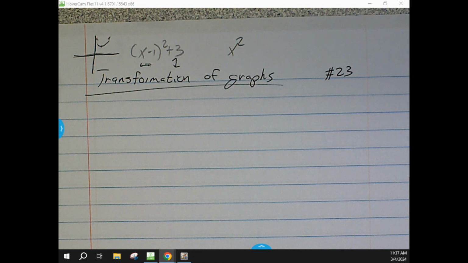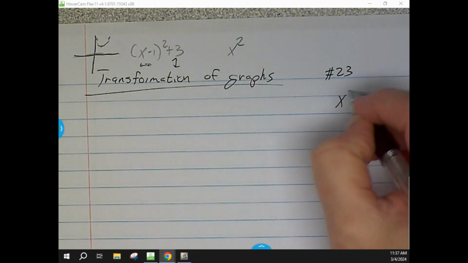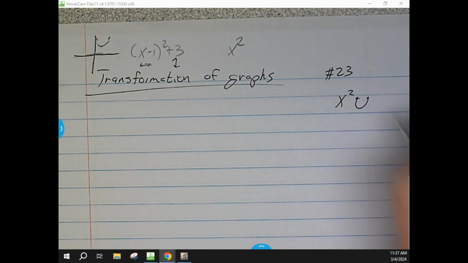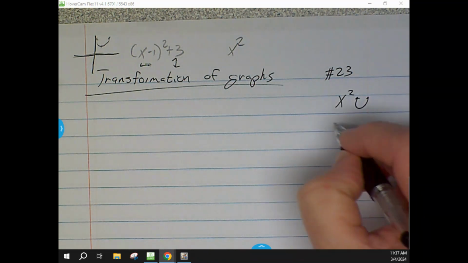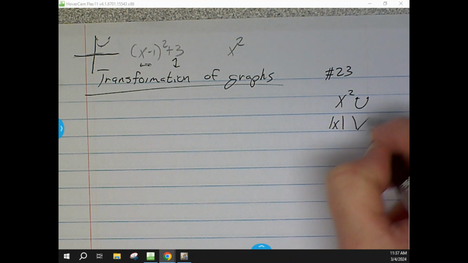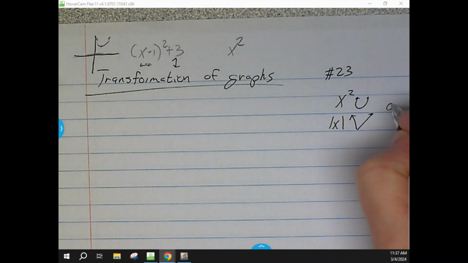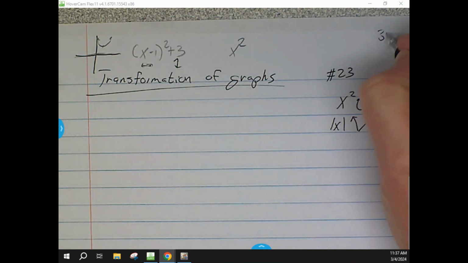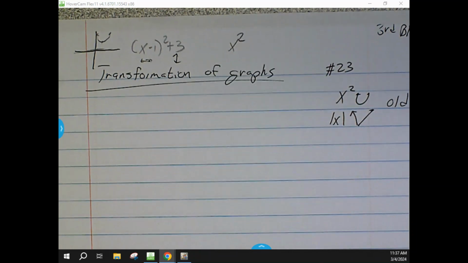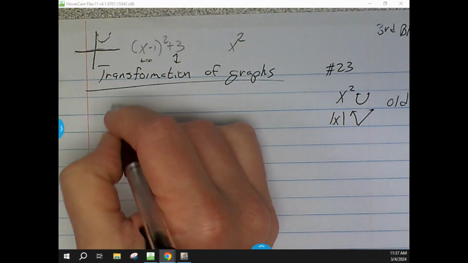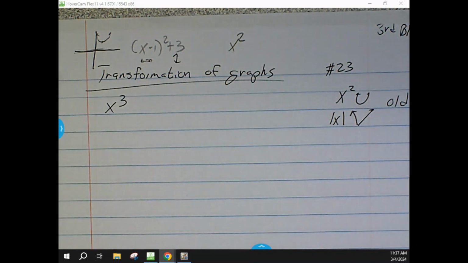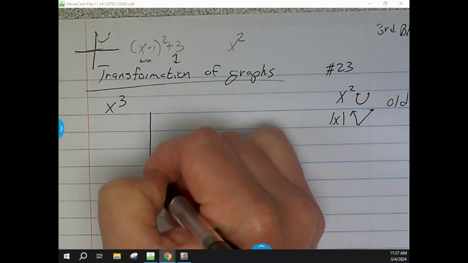The new graphs we're going to do, because our old graphs were x squared, which again was like this. We had absolute value of x, which was the V-shaped graph. Those were the two. Those are the old graphs that we were doing. The new graphs that we're going to look at are x to the third, and for x to the third.